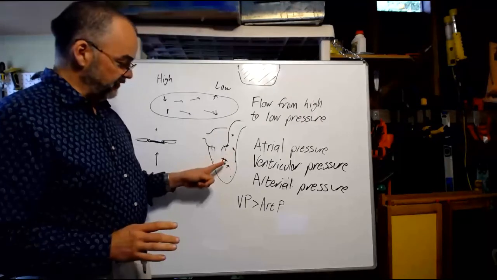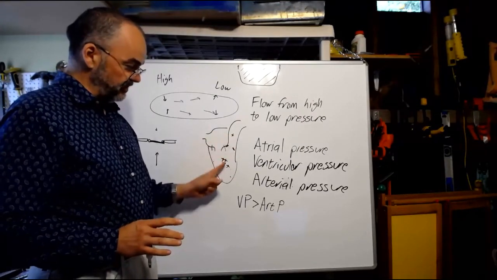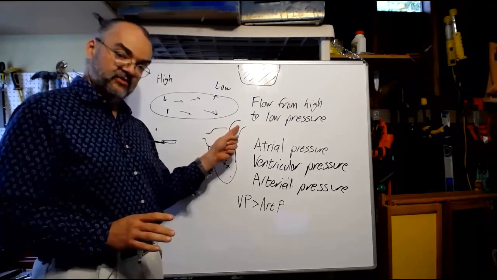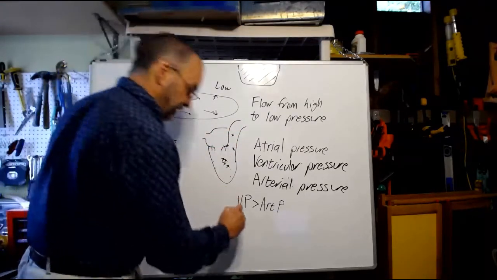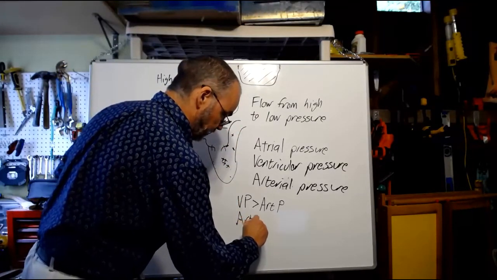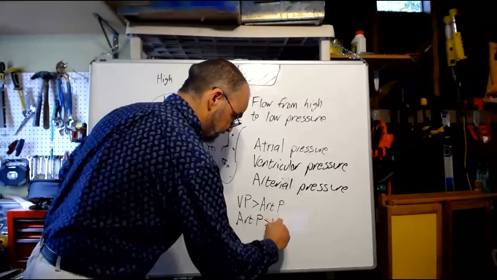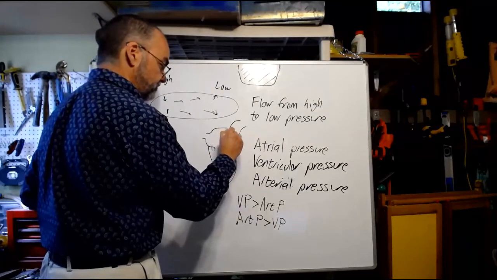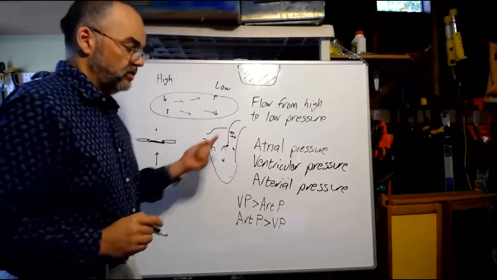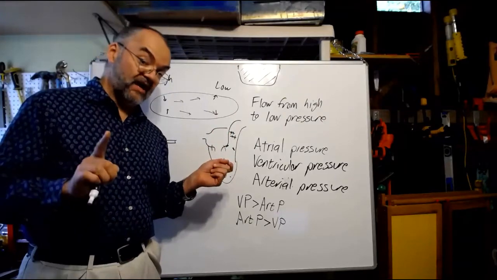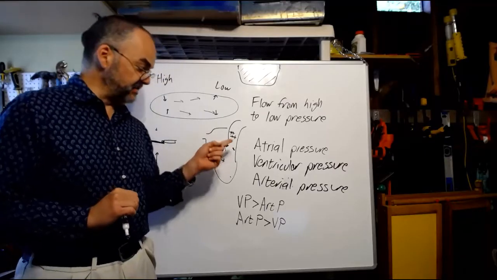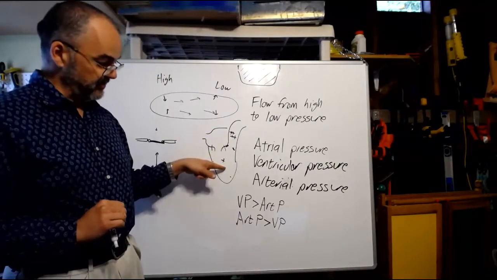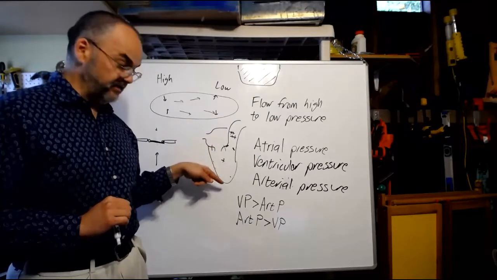Yes. If the pressure is higher here than here, blood is going to flow from ventricles to the arteries. But if I said arterial pressure is greater than ventricular pressure, which way is blood going to try to flow, and will it be able to? In this case, if the pressure here is higher than here, blood will try to flow from arteries to ventricles.